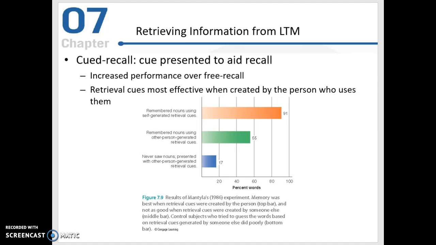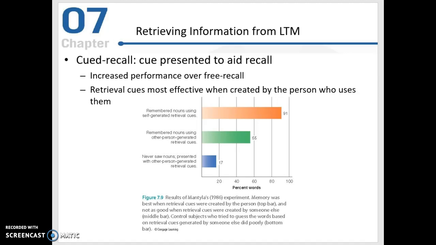When they were retested, some of the words were the ones that they had used themselves, and other words were generated by the researchers, so they weren't necessarily the same cues. And then finally, there was another group of people who never saw the words in the first place, and they only saw the cues, so it didn't matter if they were self-generated or other person-generated.